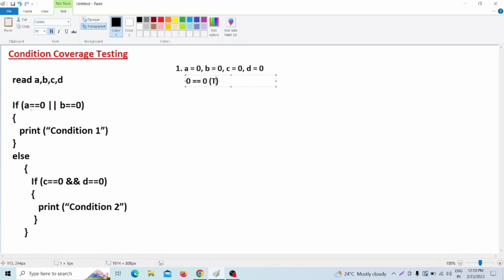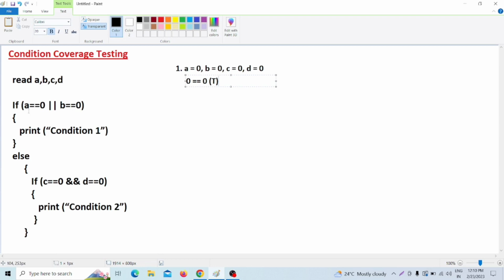So what will happen in that case? Suppose A equals 0, then 0 equals 0, so it's true. Then we are not checking the right side, because the OR logic is that if the left side is true, we do not check the right side. The right side may be true or false, but the answer will be true in both cases. So here the answer is true.